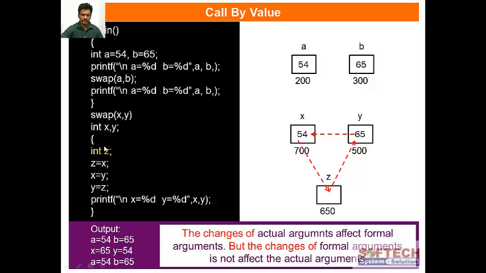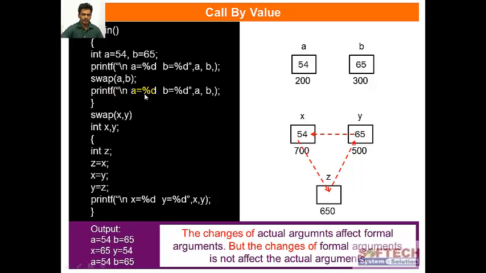What is the value of x and y? Before the three statements, the x and y values are 54 and 65. After that, it displays 65 and 54. Now the value of x is 65, the value of y is 54. Then the control transfers to the main function. Then it displays the print function.